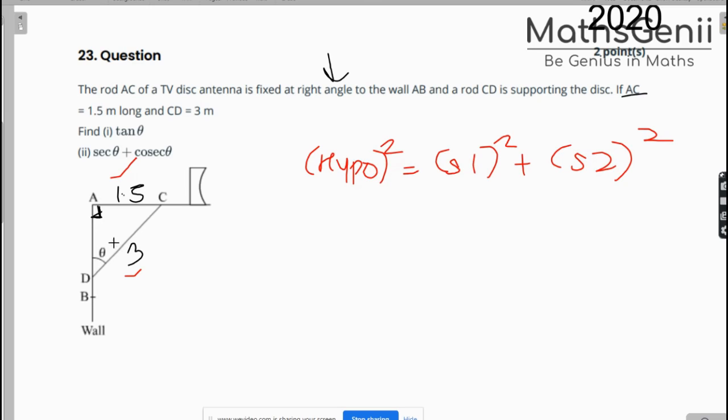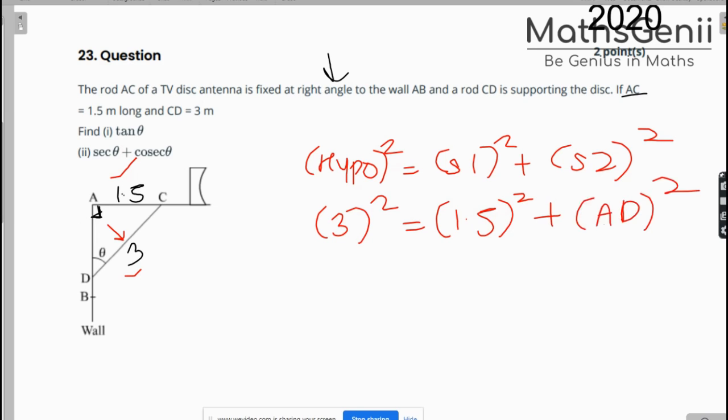What is the hypotenuse in this? Side opposite to 90. So side opposite to 90 is what? 3. Side opposite to 90 is this, no? This is 90. Opposite to this is 3. So 3. Then remaining two sides: 1.5, and side 2 I don't know. So side 2 name is AD.